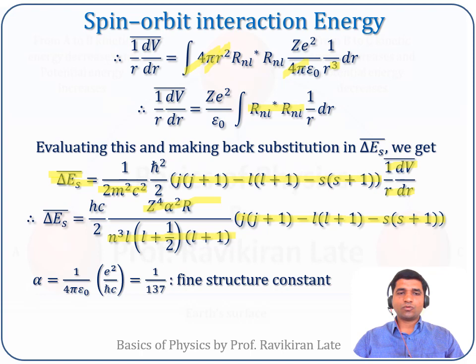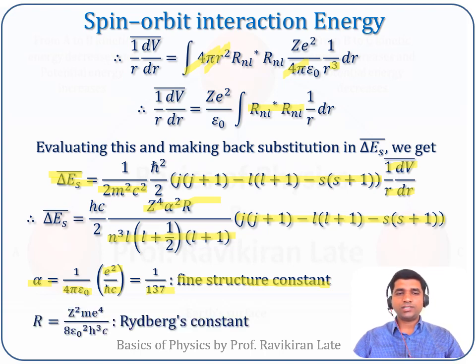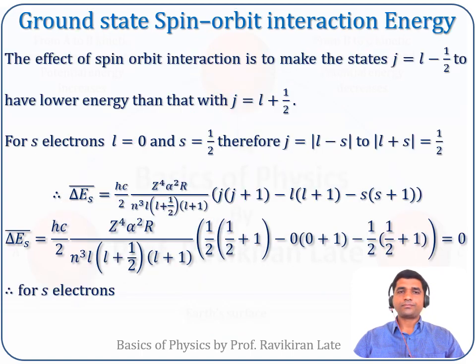In this expression, what is this alpha? This alpha, whose value is nothing but 1 upon 4 pi epsilon 0 e square upon h cross c, is called the fine structure constant, and whose value is 1 upon 137. And what is this R? This R is called the Rydberg constant, whose value is Z square m e raised to 4 upon 8 epsilon square h cube into c. That is the Rydberg constant.